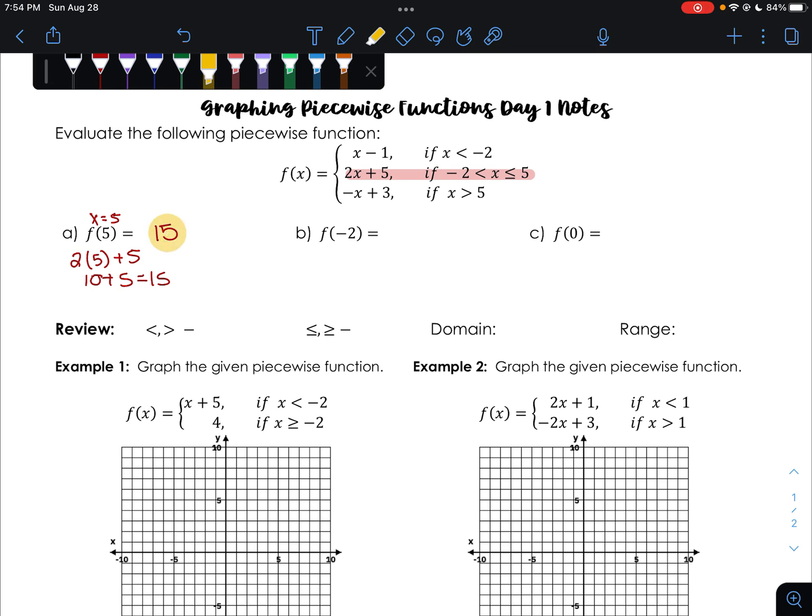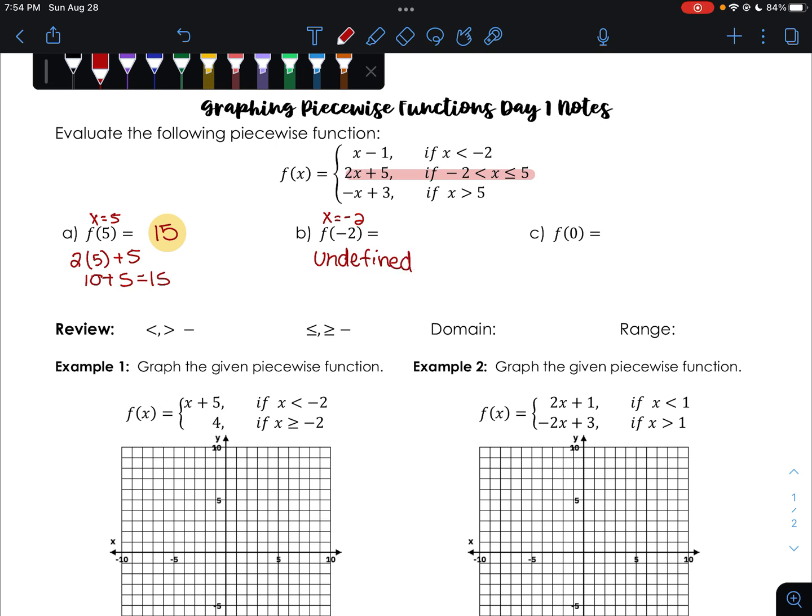Okay, looking at the next one, we have f of negative 2. That's what is the y value when x equals negative 2. So I look and I see that this top one right here does not have negative 2 included. This middle one also does not have negative 2 included. So therefore there is not a point in this piecewise function where negative 2 has a value. So what we say is that this is undefined.